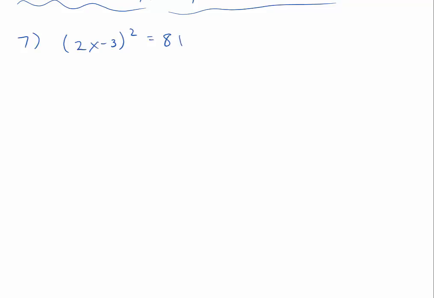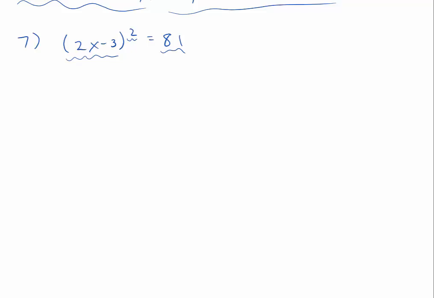If I wanted to expand that, I'd say 2x minus 3 times 2x minus 3, and I would expand it out, and I would subtract 81 on each side because I wanted to get it equal to 0. I could absolutely do that. However, there's another way to do it when it's like this. The reason it works is because there's a square on the left, right? We're squaring that, and 81 is a perfect square. And if you look at problem number 6, 36 is also a perfect square, so it would work the same for number 6.